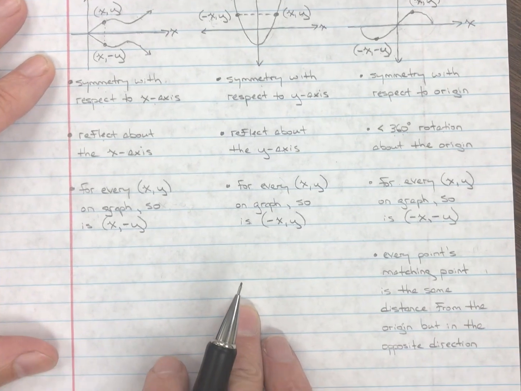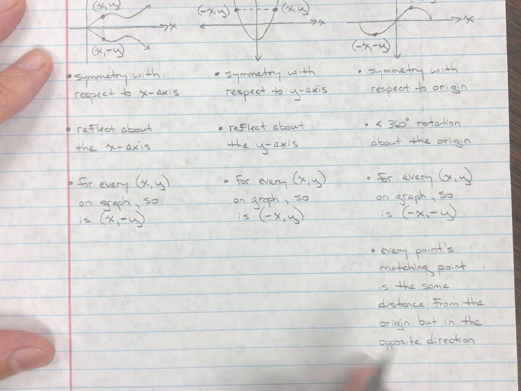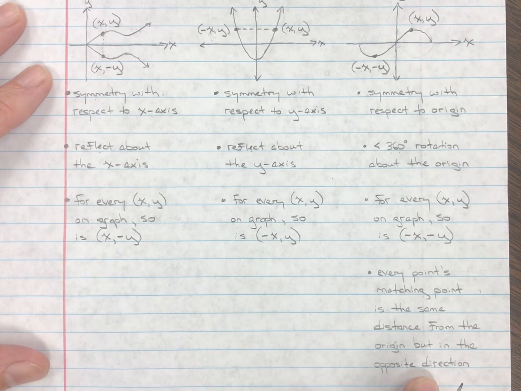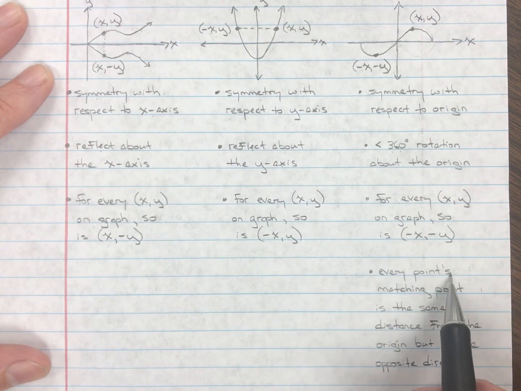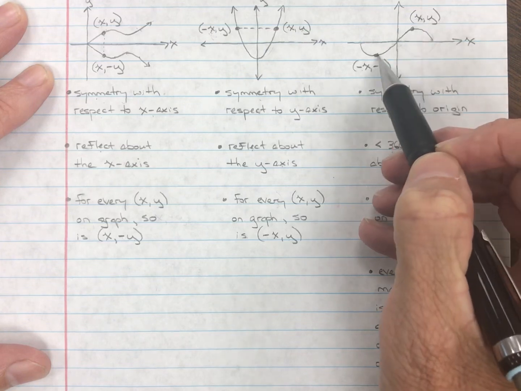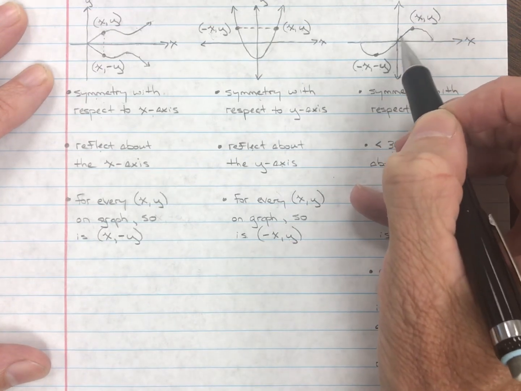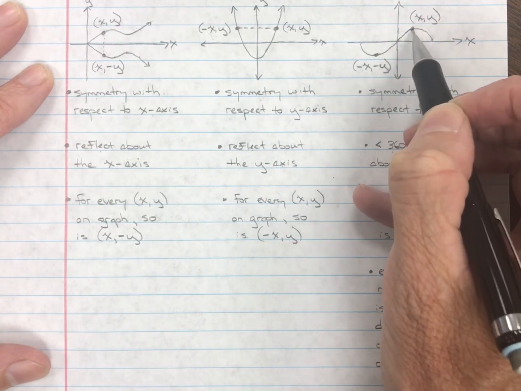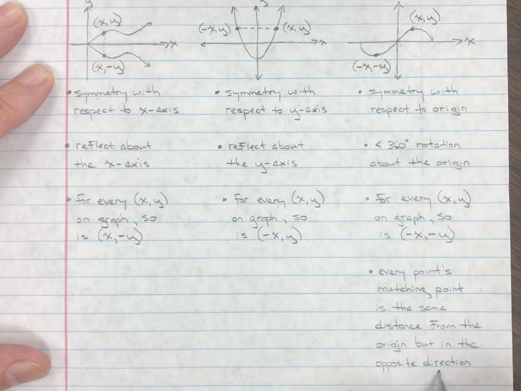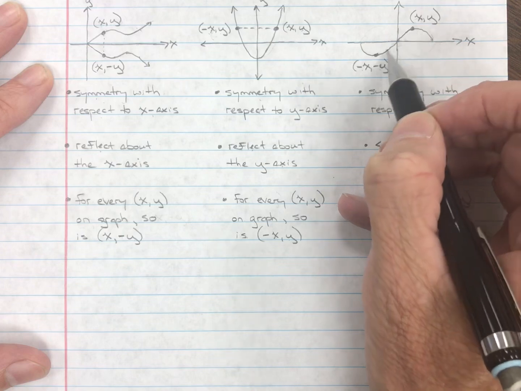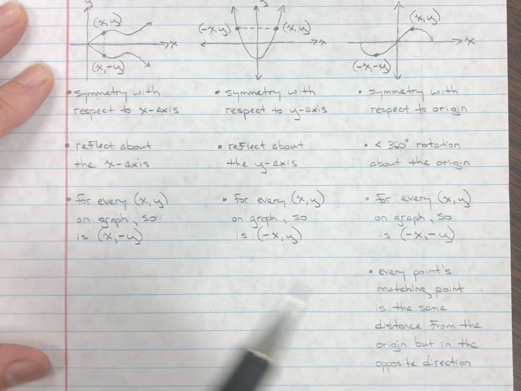I have one more comment. Every point's matching point is the same distance from the origin. From here to here and from here to here is the same distance, but it's in the opposite direction. So we went into the first quadrant, we go into the third quadrant. It's in the opposite direction.